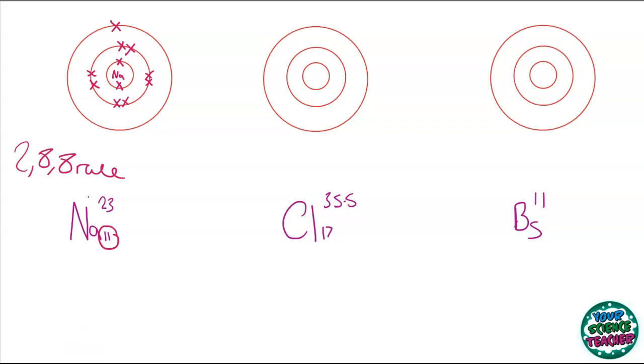Chlorine, I'll do in a different colour, and it will look like this. I've got 17 electrons in chlorine, so that will fill up the first 2 shells very quickly. That's 10 electrons. Now I've only got 7 to go, so I'll go north, east, south, west, north, east, south, and now I've drawn 17, and it looks a lot better like this. I always do that north, east, south, west because it makes my drawings look a lot clearer for the examiner. And the last one is boron, which only has 5 electrons, so that will look just like that.